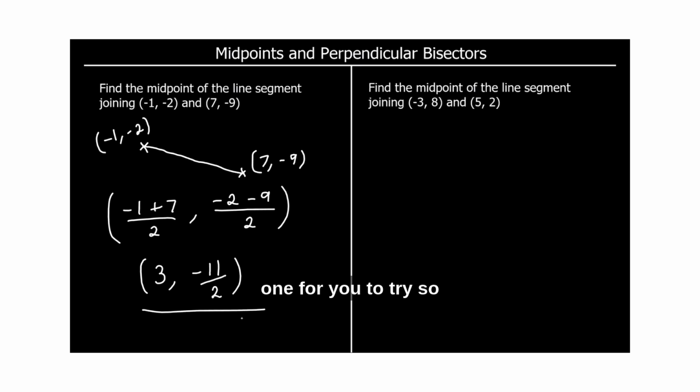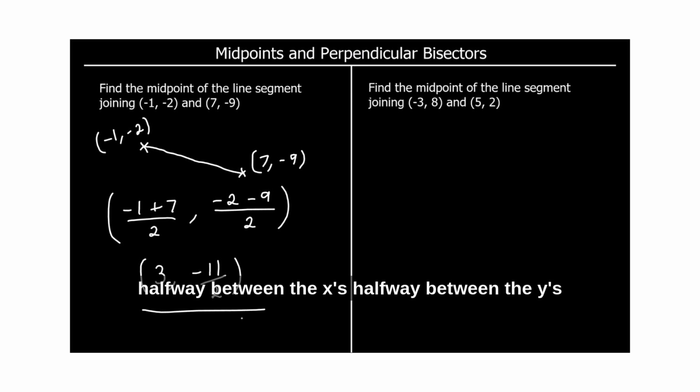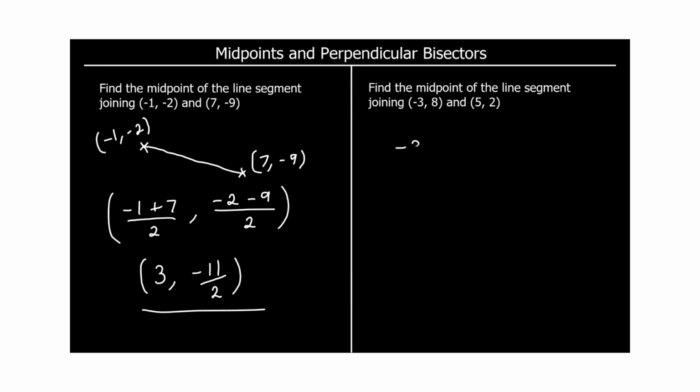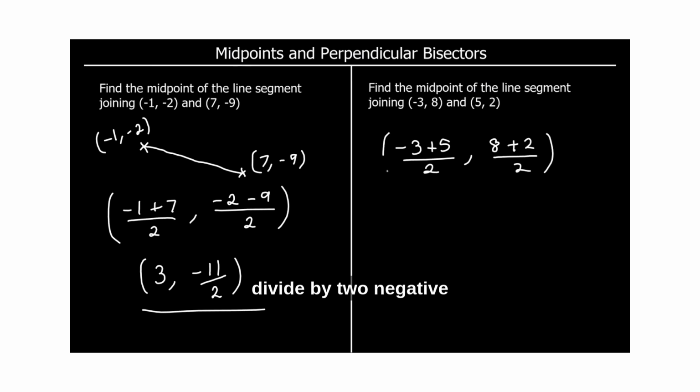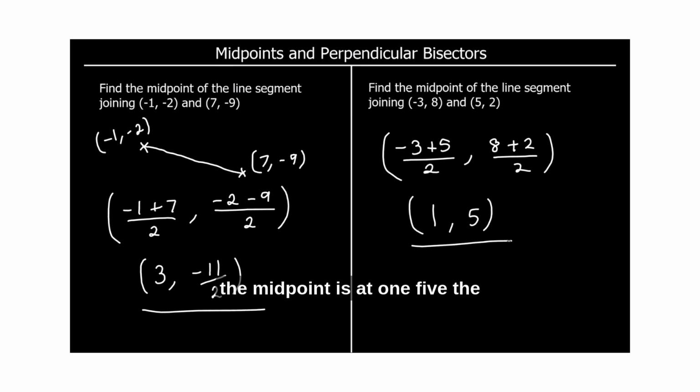One for you to try, so give it a go. So halfway between the x's, halfway between the y's, so we can add them up and divide by 2. So the x's and the y's, add them up, divide by 2. -3 plus 5 is 2, half of 2 is 1. 10 over 2 is 5. So the midpoint is at 1, 5.